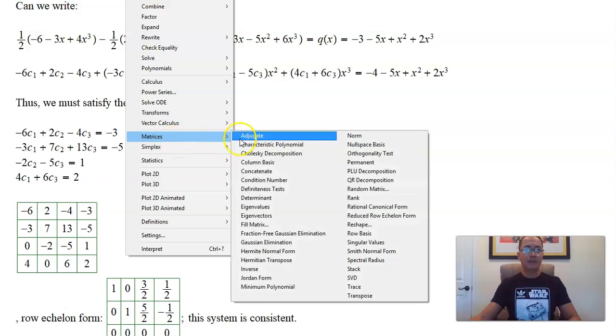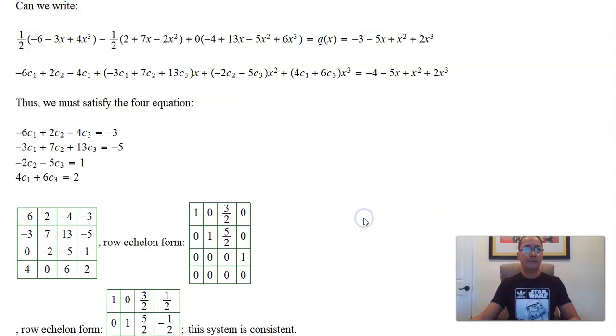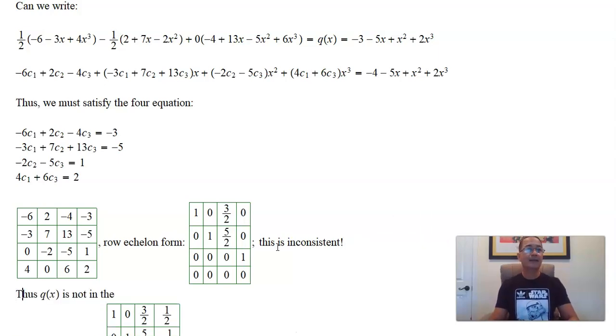Compute matrices. Ooh, pass or fail. That's bad news. So this is inconsistent. And so Q of x is not in the span. Shall we put it on the next line? Not in the span.